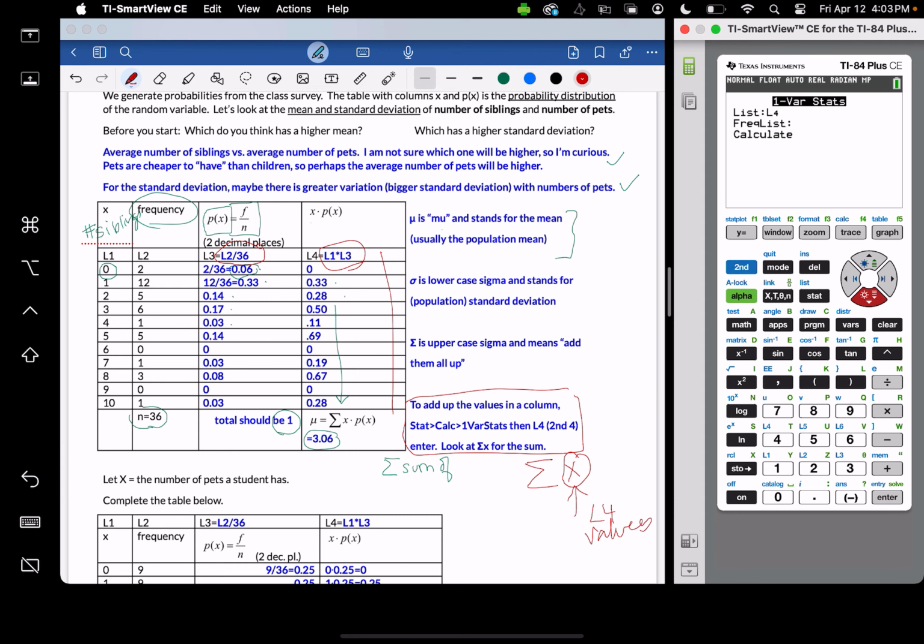I just thought of another way to do this, but let's go ahead and do this. I just am trying to total up the values of L4. So calculate, and then the thing that I'm looking for is right here. So the sum of the data values is 3.06, exactly the same as what I got on paper. So that agrees with my results. And I'm going to quit out of here for now.